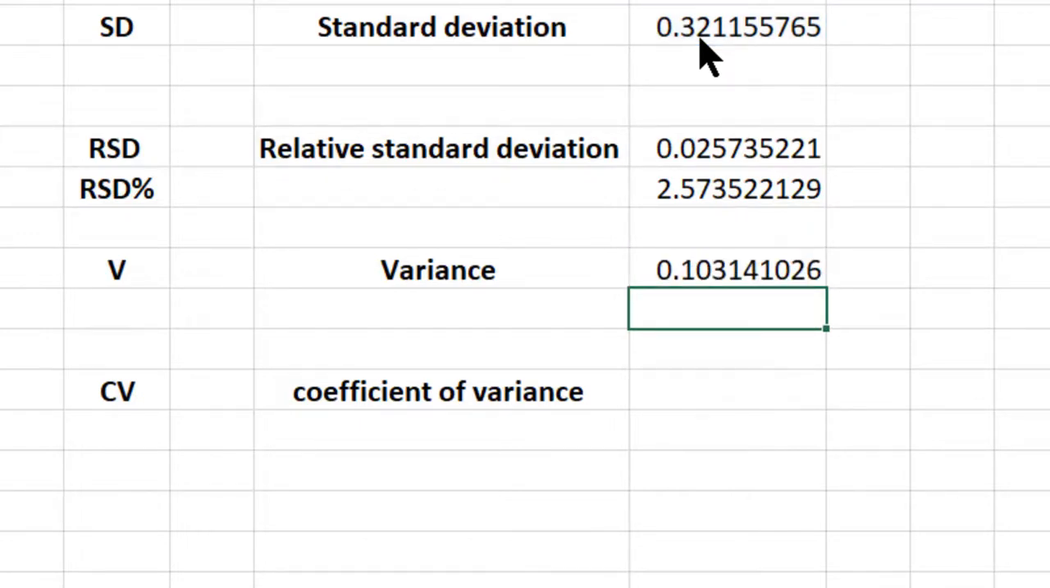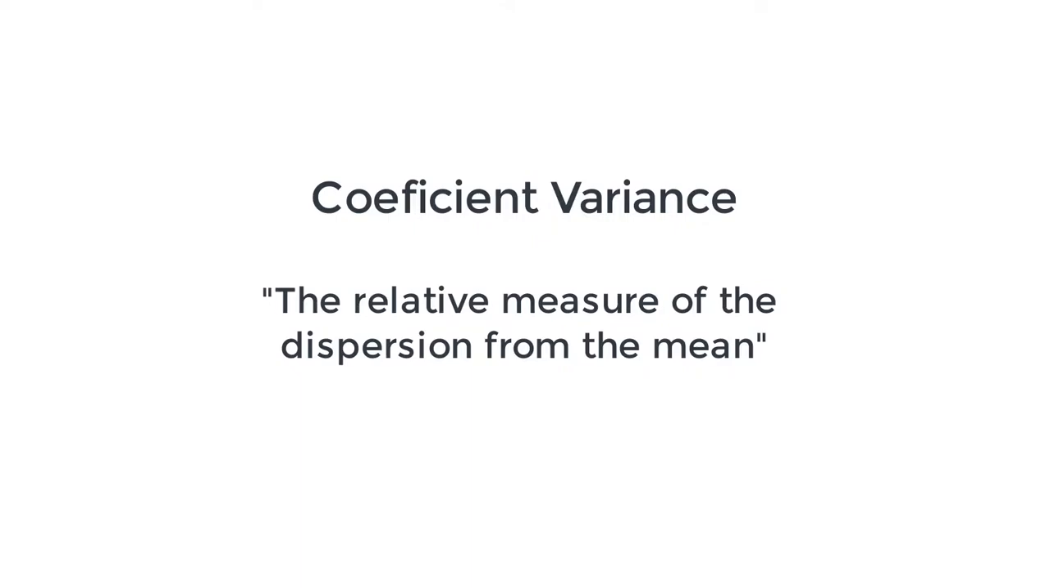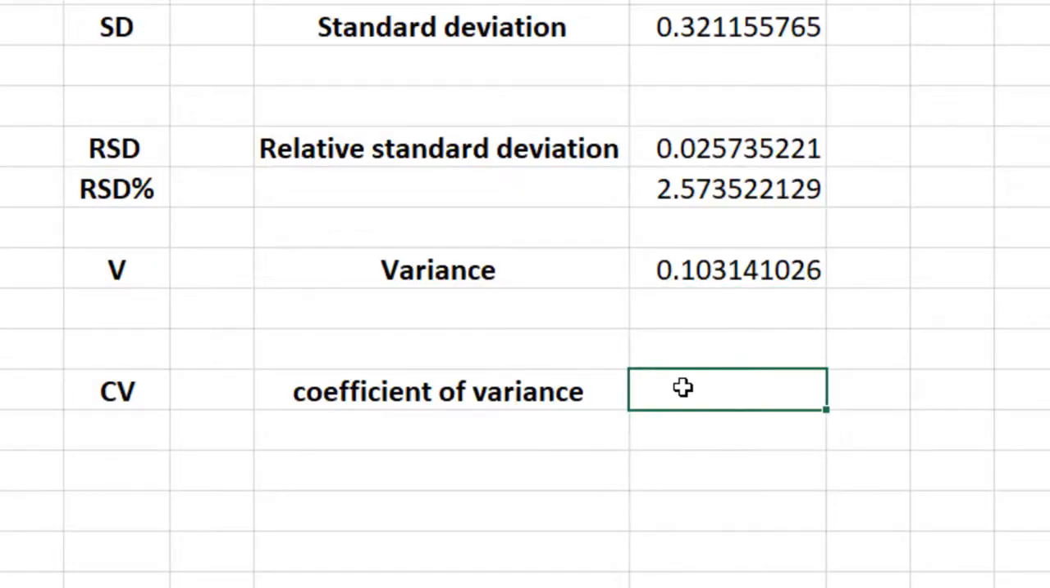That is your variance. The last one is the coefficient of variance, and the coefficient of variance is the relative measure of the dispersion from the mean, and it's equal to the RSD, this one, multiplied by 100. So let's do RSD multiplied by 100, or we can do directly equal sign this number multiplied by 100, and that is our coefficient of variance.